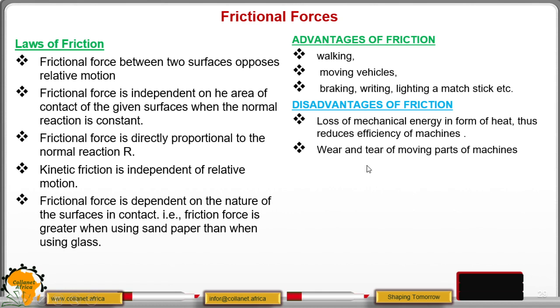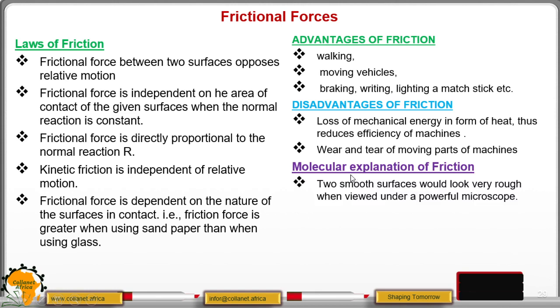Then we have a lot of wear and tear of the moving parts of the machine. This is disadvantageous because you have to keep on replacing the moving parts of the machine. From there, we need to explain the causes of friction. When you have two surfaces and you view them using a powerful microscope, you will find that those two surfaces are not smooth. Why?